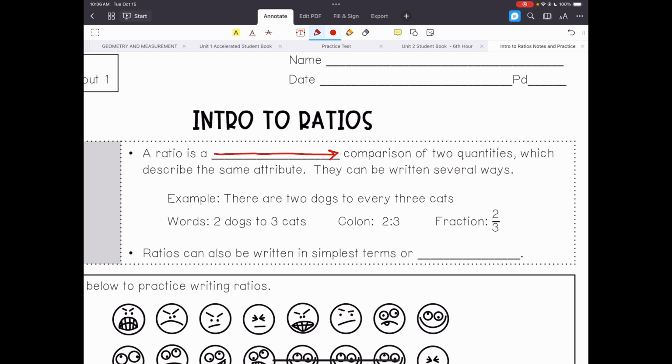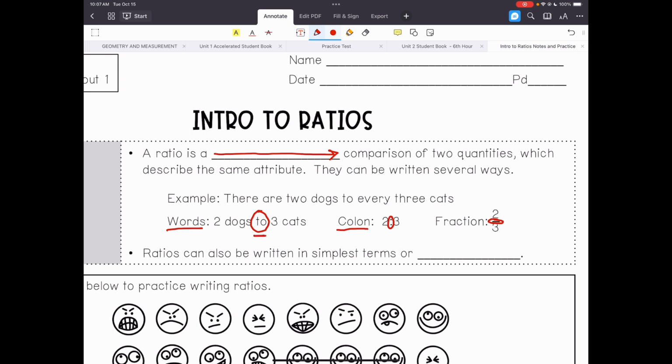So I want you to underline word form and then circle the word two, because we would write the word "to" for two. So 2 dogs to 3 cats. We can also use a colon. Those 2 dots in between the 2 numbers show us the separation and the comparison, but we still read it as 2 to 3. And then in fraction form, with the fraction bar in the middle of them, that also is read 2 to 3. So they all are read as if the word "to" is written.